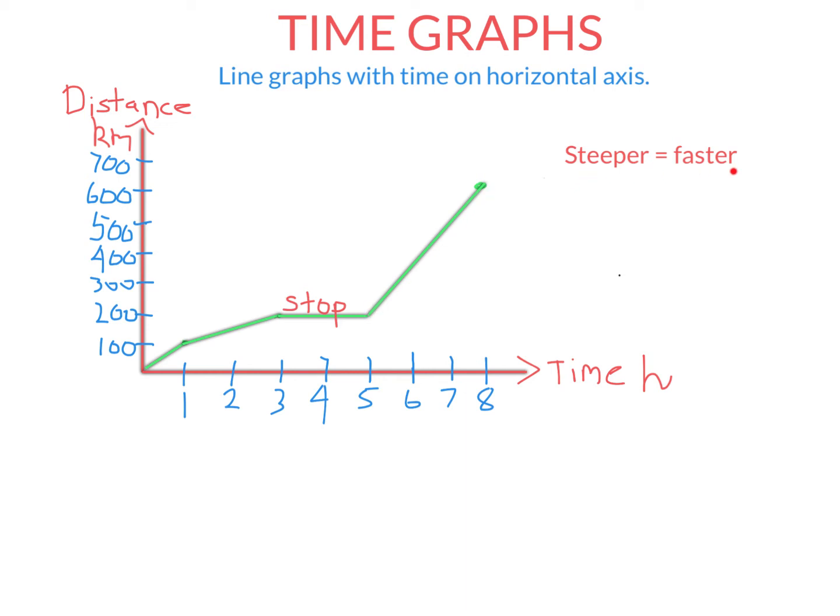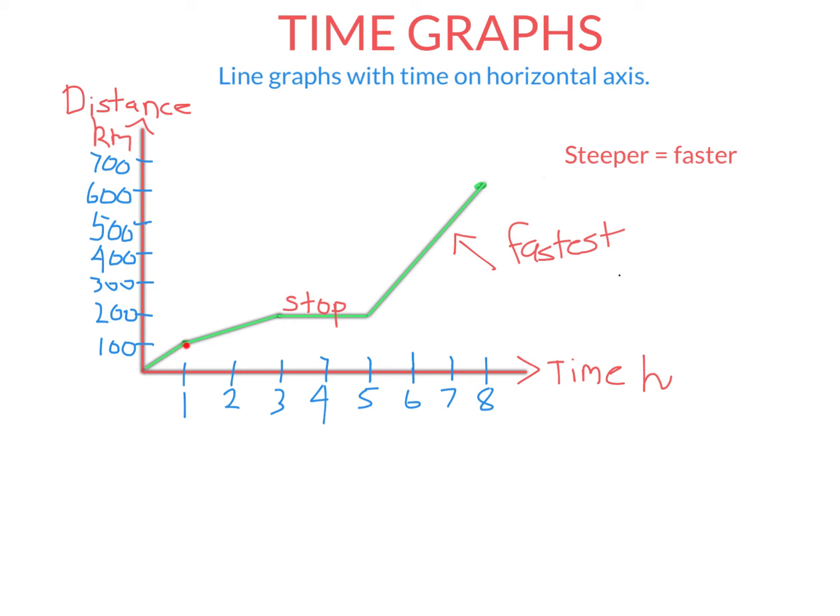So the steeper the line, the faster they are going. This line here is steeper than this line and this line. You can see this graph is just like a collection of 4 different lines. Because this line is the steepest, this is where they were traveling the fastest. So between 5 and 8 hours, they were going the fastest. Here, they went from 200 up to 600 kilometers in 3 hours. So they went 400 kilometers in 3 hours.